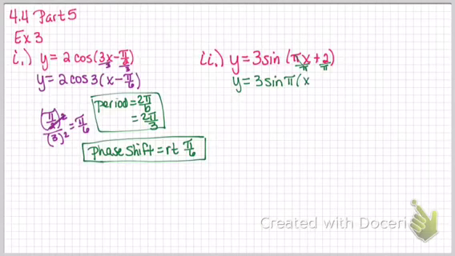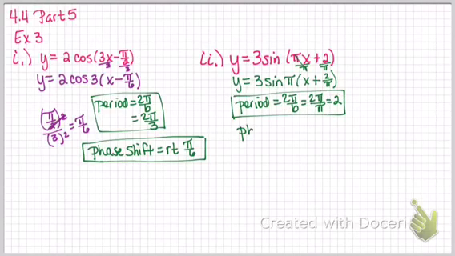So when I do that, I get x plus, and 2 over pi, well, we can just leave it as 2 over pi. It's not going to give us an exact value because pi is irrational. So now we can find our period. Remember, our period is 2 pi over b, and in this case our b is the pi, so our period comes out to be 2.